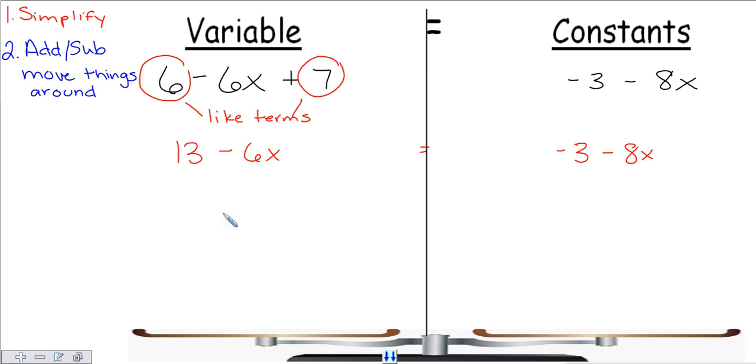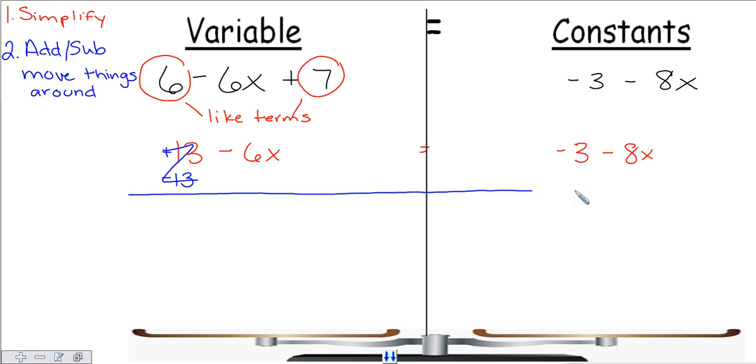So I'm going to try to remove my constants first. It doesn't matter which one you start with, but I prefer to move the constants first. So I have this 13 over here, and I want to move it over to the right-hand side. Now, 13 doesn't have an operation out in front of it, but we can think of it as being positive. And if a number is positive, we know that's the same thing as addition. And addition's inverse operation is subtraction. So I'm going to subtract 13 from both sides. When I do that, 13 minus 13 is 0. It's no longer there.